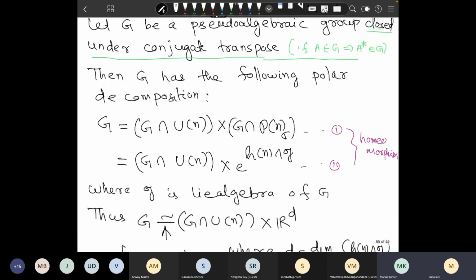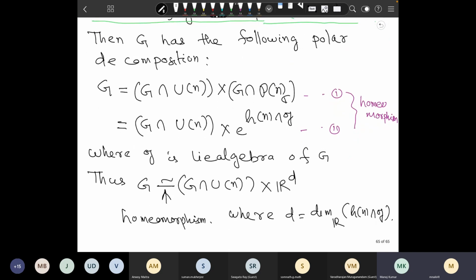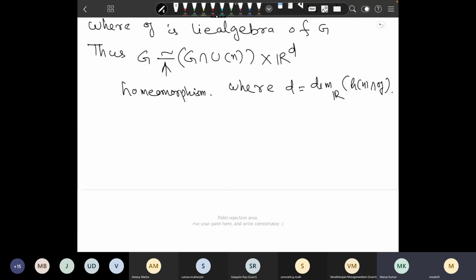So G is a pseudo-algebraic group closed under conjugate transpose. Then G has the polar decomposition: G is equal to G intersection UN times G intersection PNC, and G intersection PNC is equal to the exponential of Hn intersection 𝔤, where 𝔤 is the Lie algebra of G, and this is a homeomorphism. G is homeomorphic to G intersection UN cross R^D. I will give the proof.